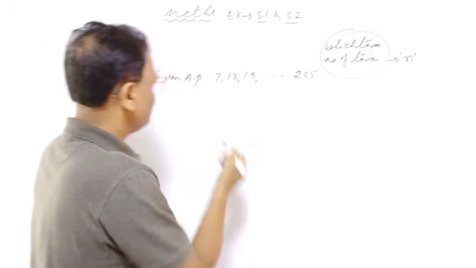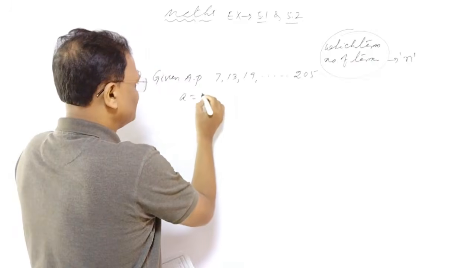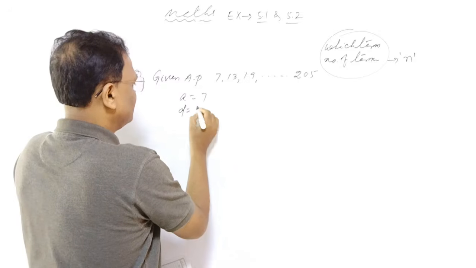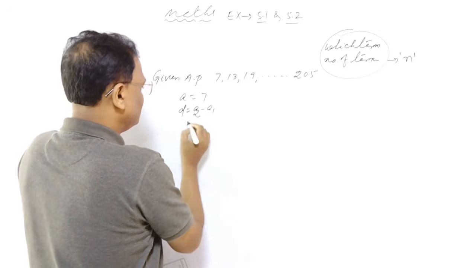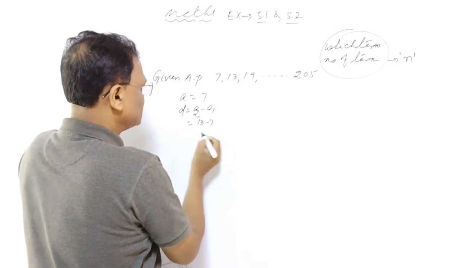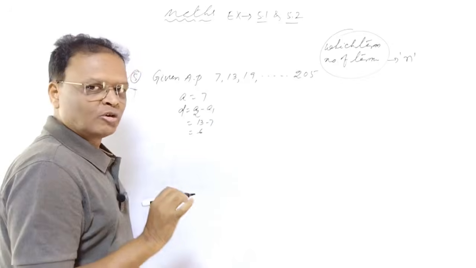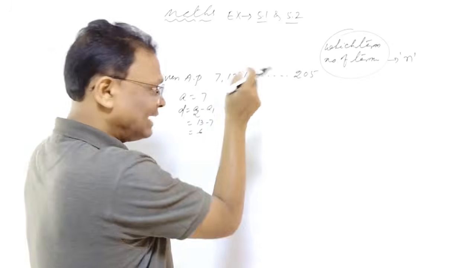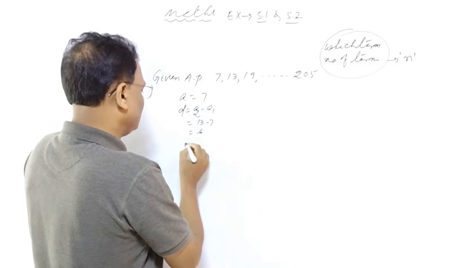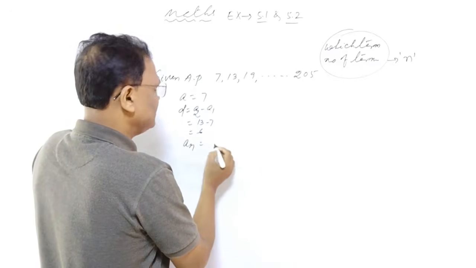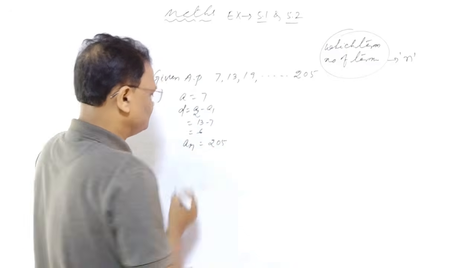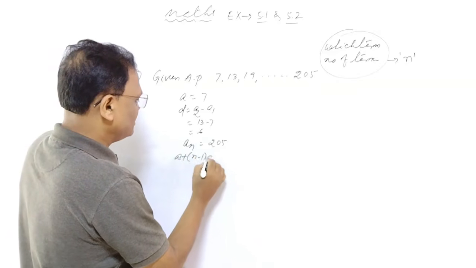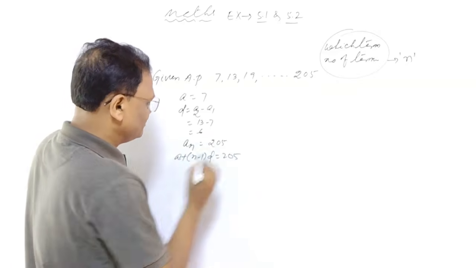Now let's decide. What is the first term? The first term is 7. Difference as usual, A2 minus A1, that is 13 minus 7, which equals 6. D over. Now, as I told you, he is asking how many terms are there? That is the last term, means you can write An is equals to 205. Apply the formula: a plus n minus 1 into d is equals to 205.